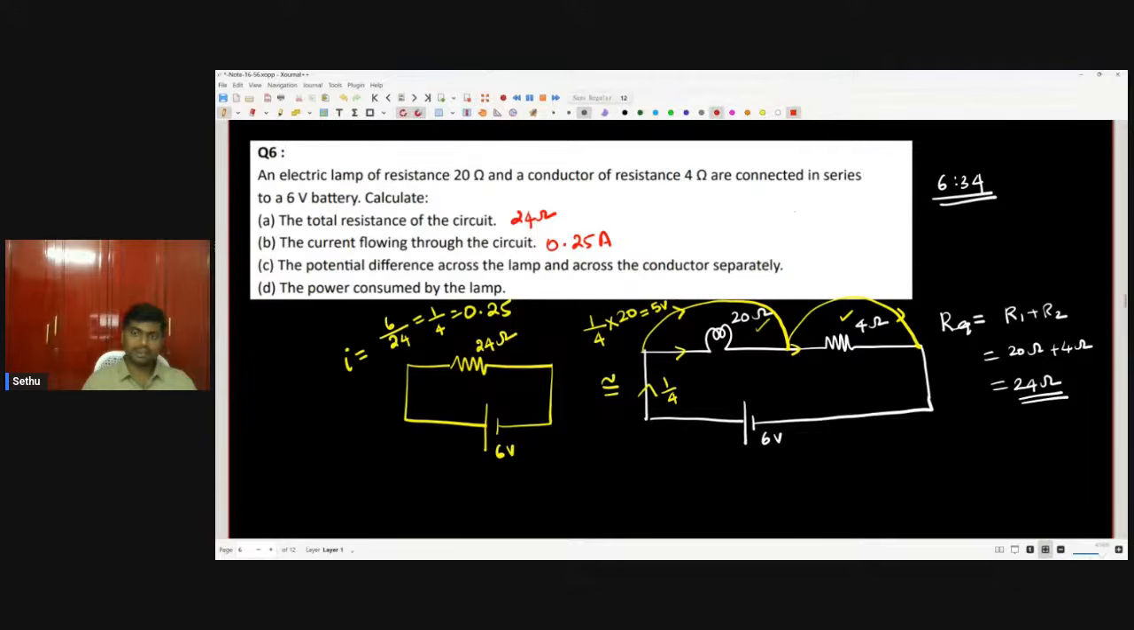And for this one, the potential drop along the direction of current, once again, is IR. I is nothing but 1 by 4. R is nothing but 4. Effectively, this is 1 volt. So this is 5 volt and this is 1 volt. 5 volt plus 1 volt put together is nothing but 6 volt.